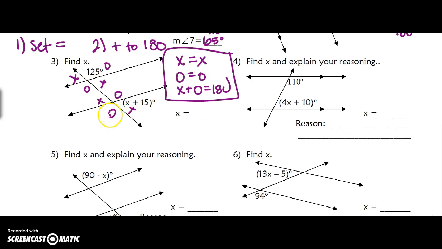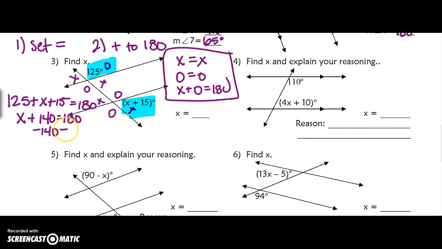So as we continue our tic-tac-toe board, notice that you have one O and one X. So what do we do now? We're going to add them together. So you have 125 plus X plus 15 and set it equal to 180. Here you have X plus 140. When you subtract, you have X equals 40. And that's your answer.